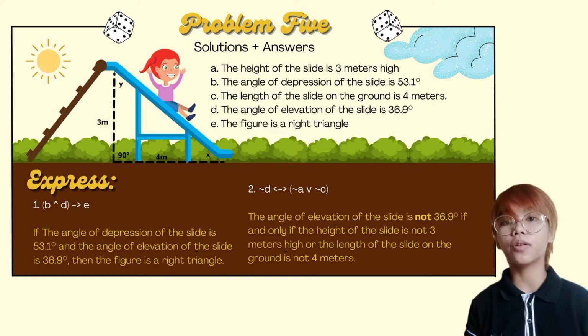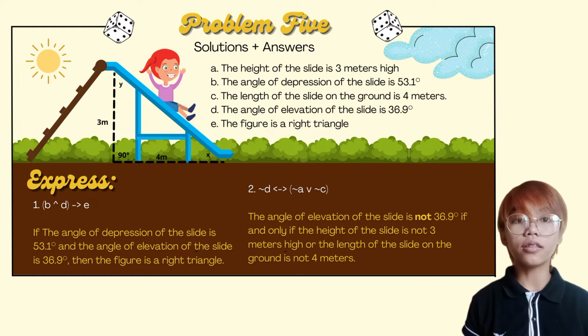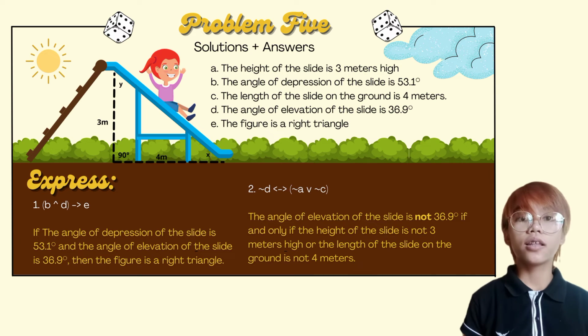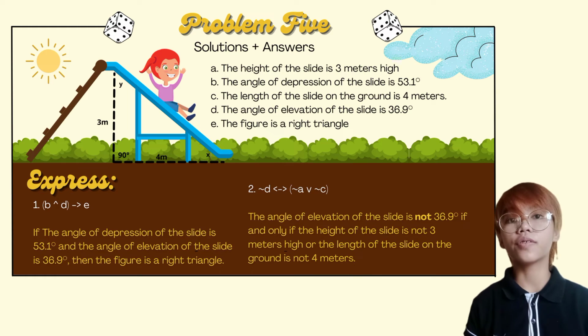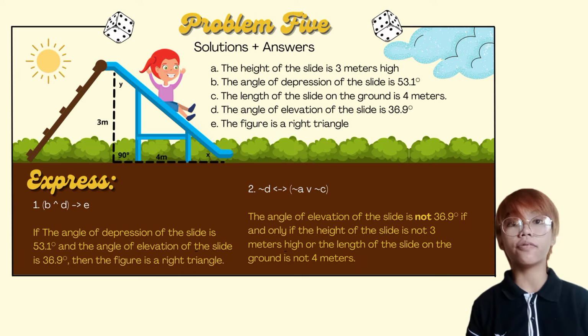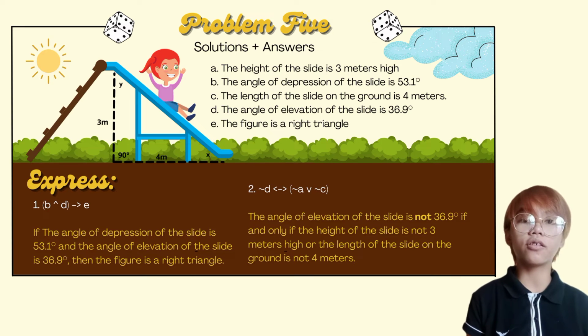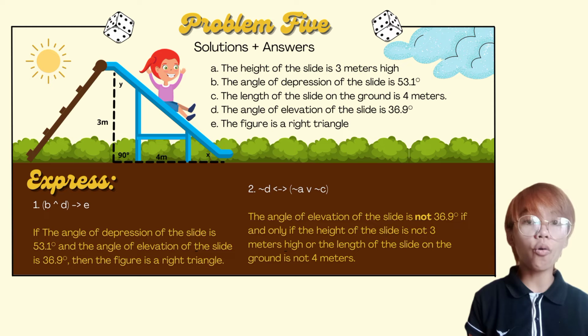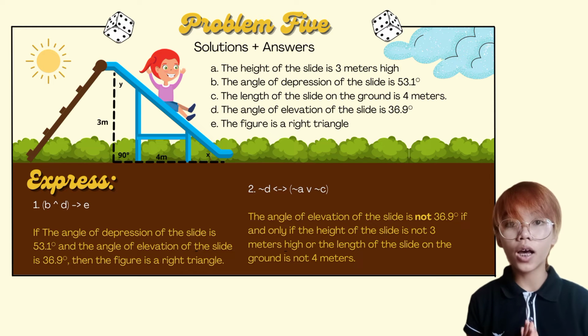So for the next problem, we have not D if and only if not A or not C. The angle of elevation of the slide is not 36.9 degrees if and only if the height of the slide is not 3 meters high or the length of the slide on the ground is not 4 meters. And now we're done with problem number 1 of level 3.